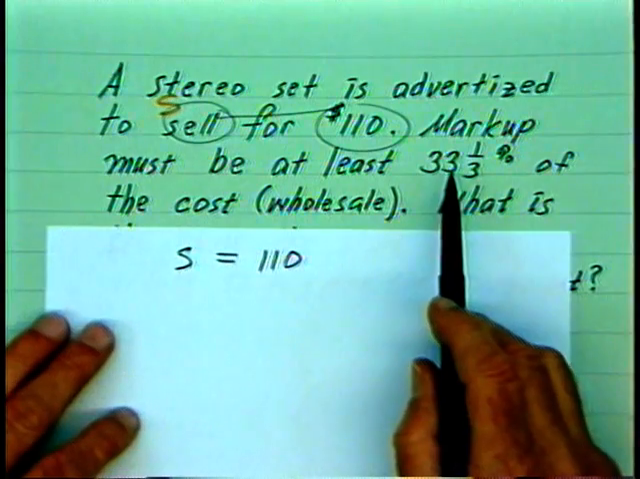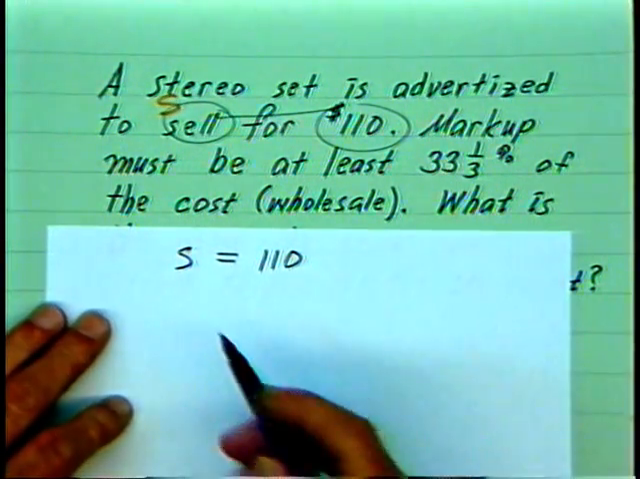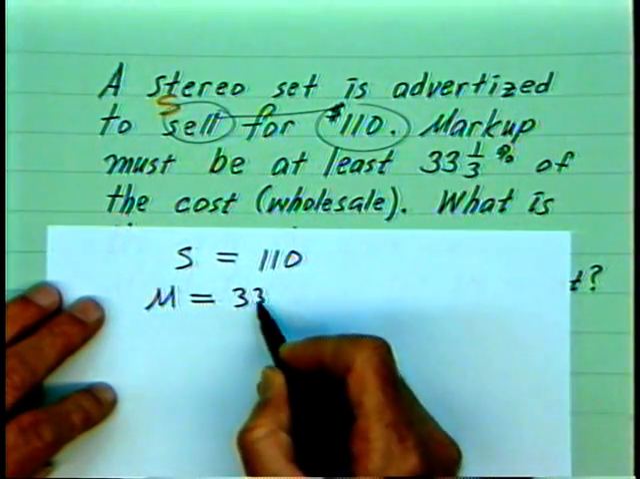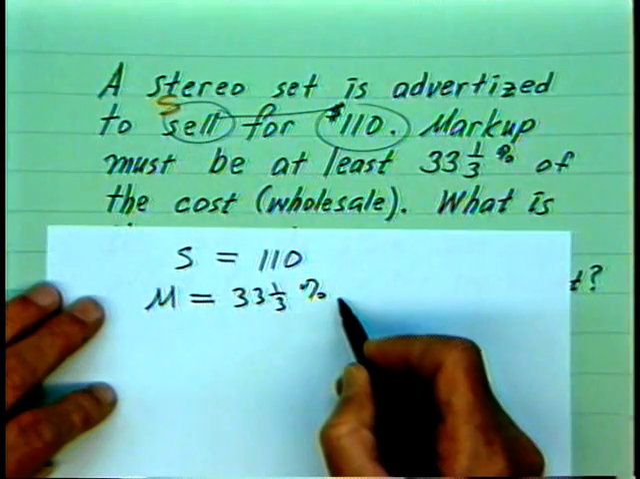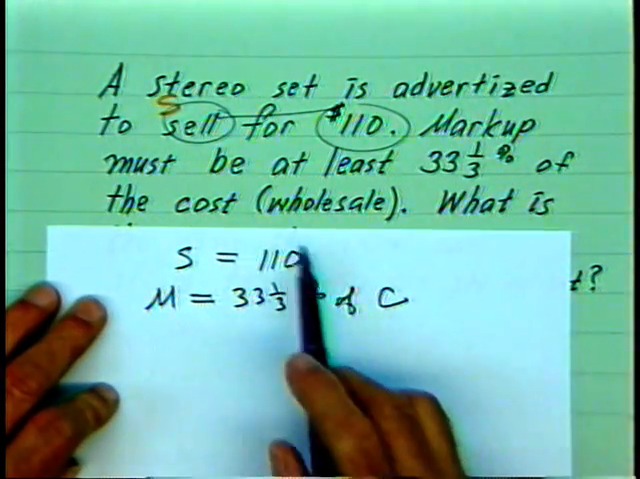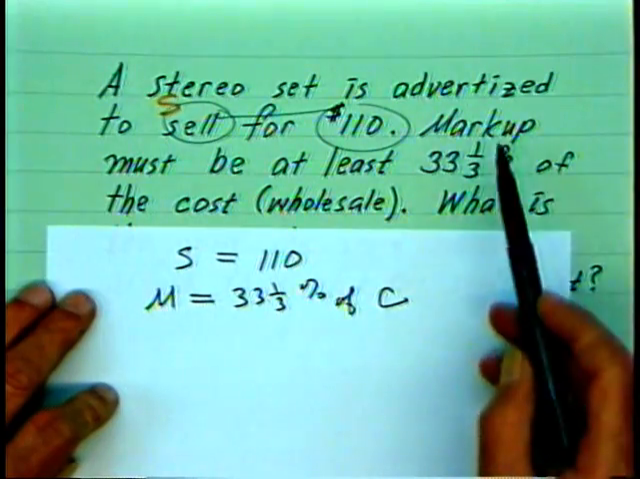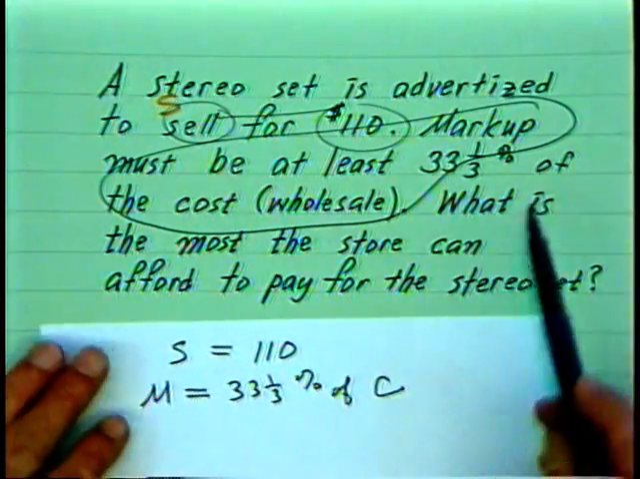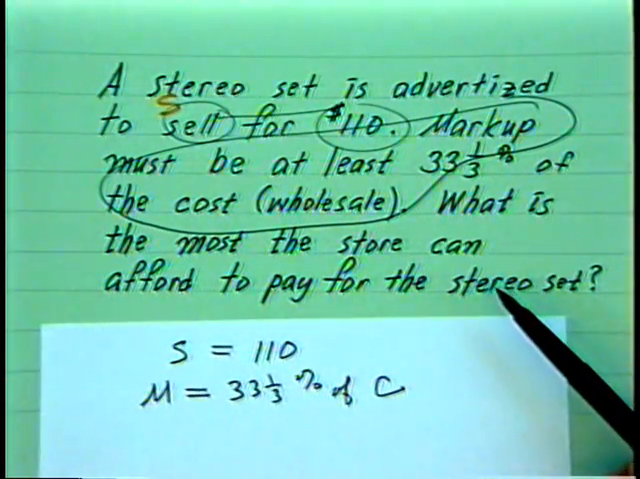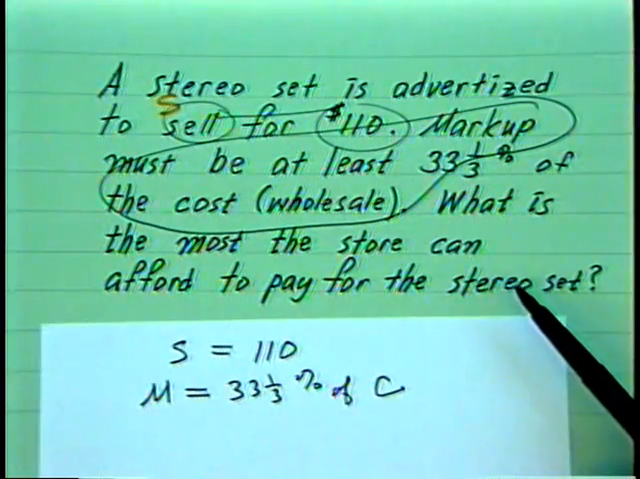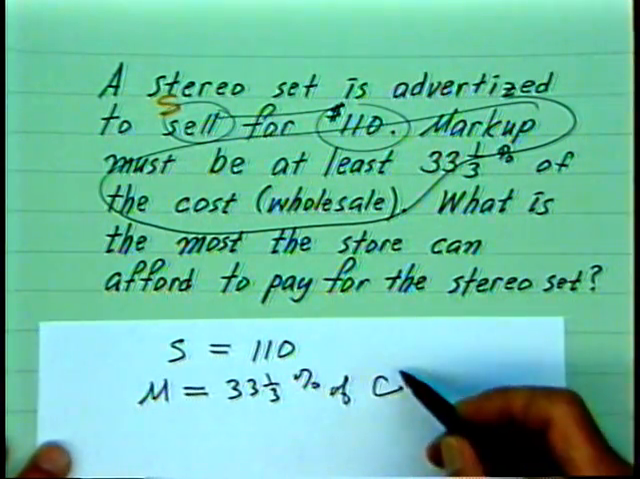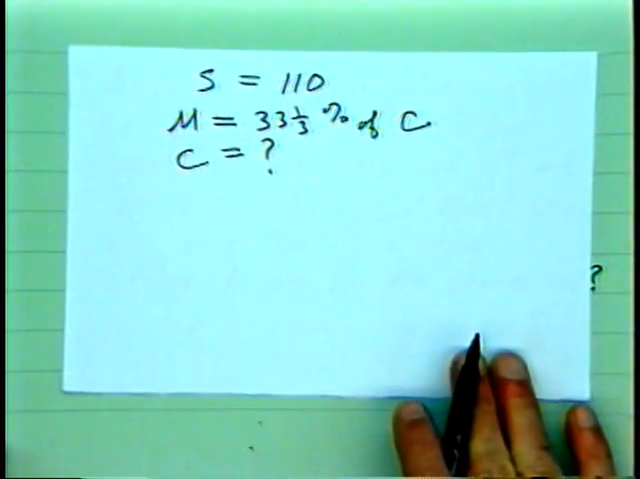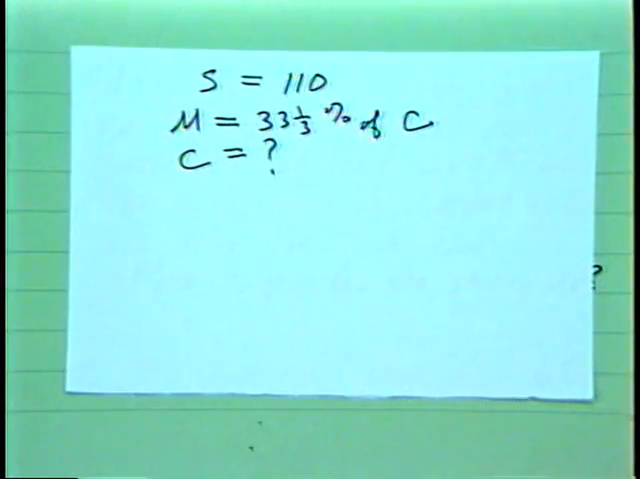They say markup must be 33.33% of the cost. Okay, so they're saying markup is 33.33% of cost, or the wholesale if you would. Okay, so we have just restated this in mathematics. Now what else? What is the most the store can afford to pay for the stereo set? So cost is what the store pays, so it's the cost that they want.